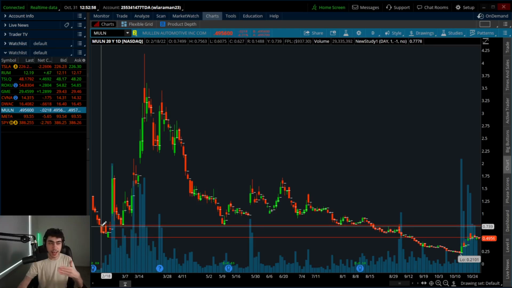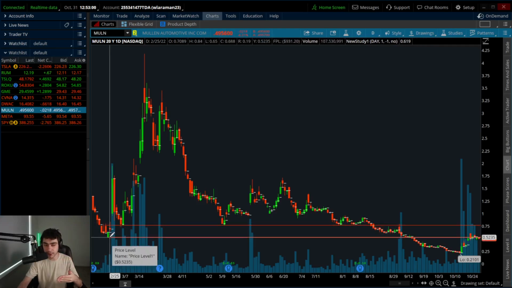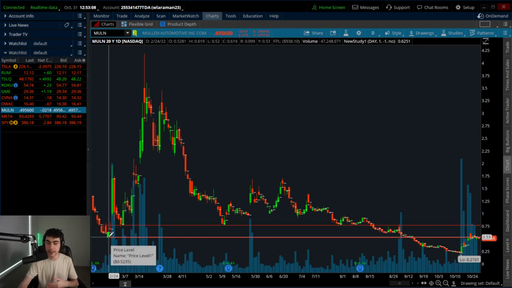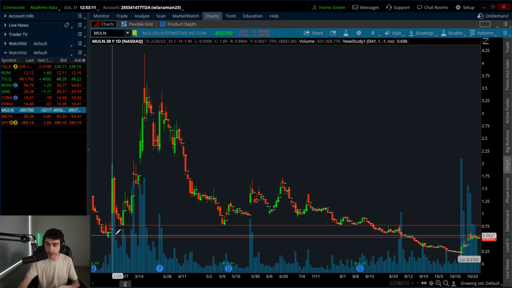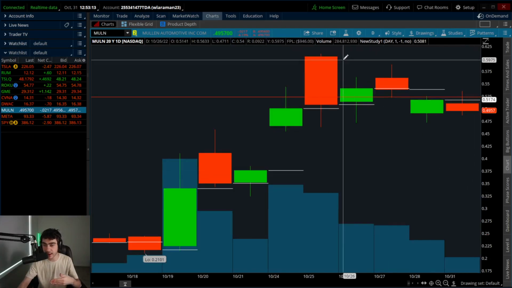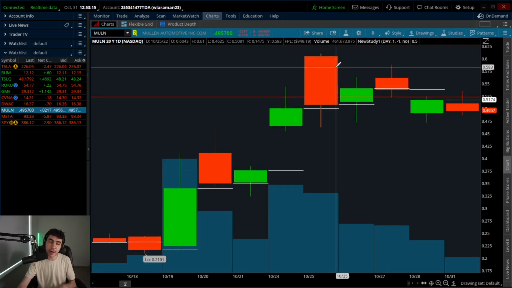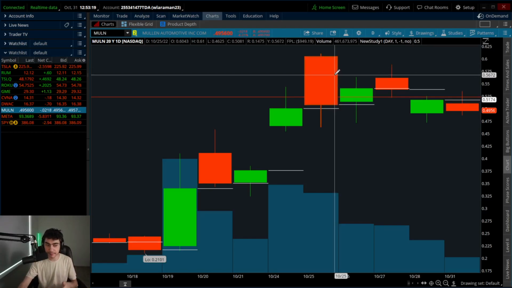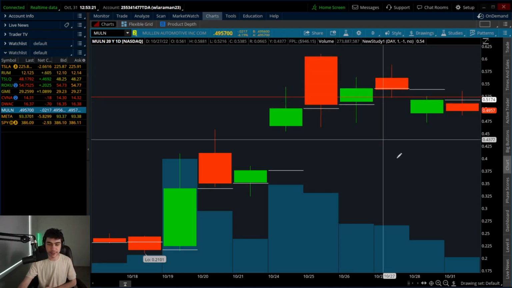So basically, MULN is at this key critical make or break 50 cent level, right? This 52 cent level. If it can react as support, form bullish candlesticks on the daily, start to consolidate, start to pump up, start to break above this 60 cent resistance, then within time, we will be on track to pump to 75 to 80 cents. That would be the next resistance level.